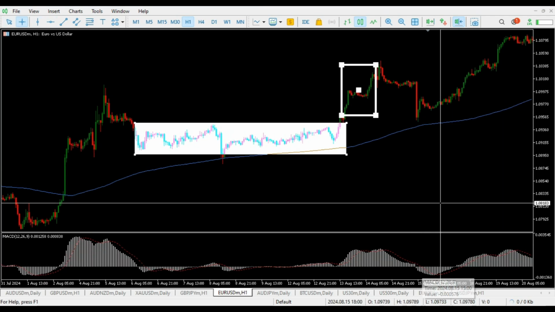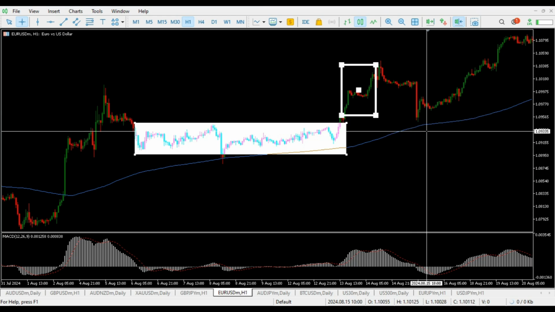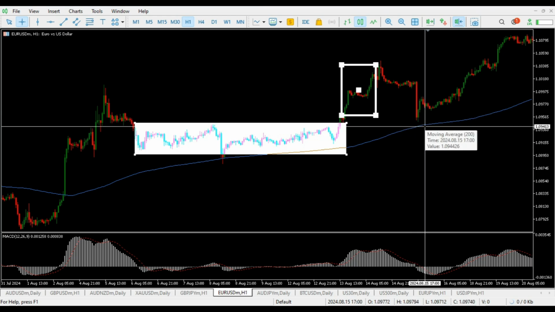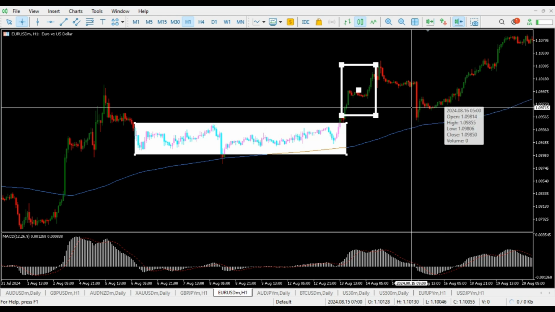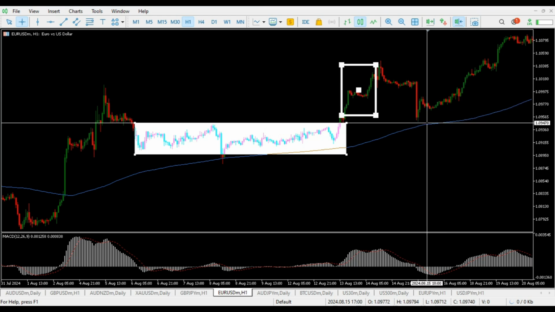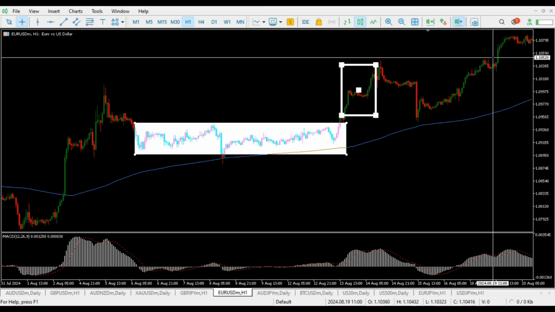The pullback moved. Price is still ranging. Price is still trending above the 200 exponential moving average, implying the same direction, which is long. And price is still trending a bit far away from the exponential moving average, implying availability of volume.